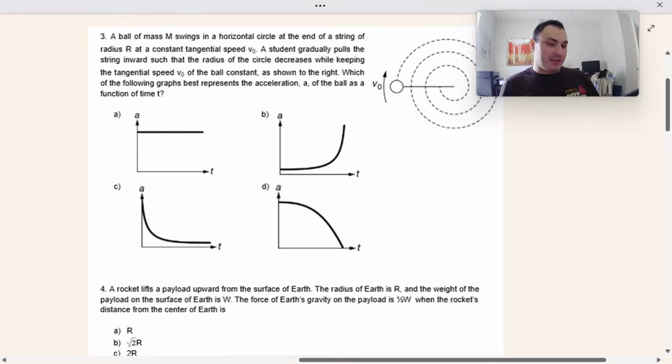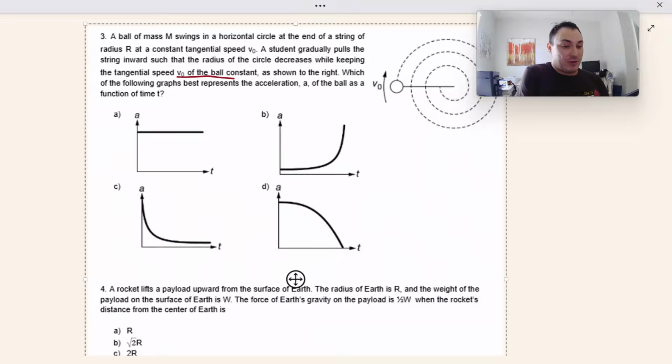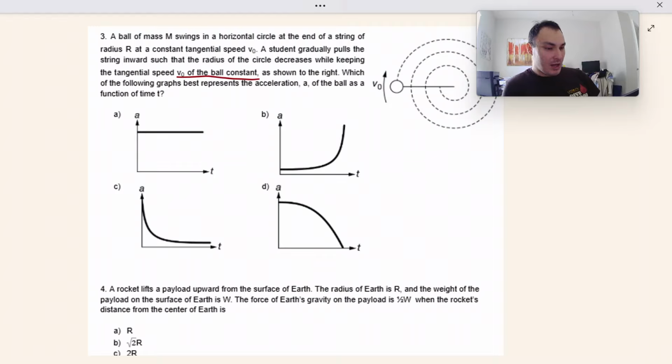All right, a ball of mass m swings in a horizontal circle at the end of a string of radius r at a constant tangential speed of v. A student gradually pulls the string inward, pulling this ball inward such that the speed is constant. So we're keeping speed constant. Which of the following graphs best represents the acceleration a of the ball as a function of time t? So we're trying to get the acceleration of the ball.